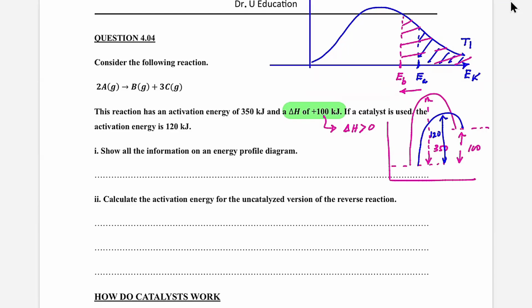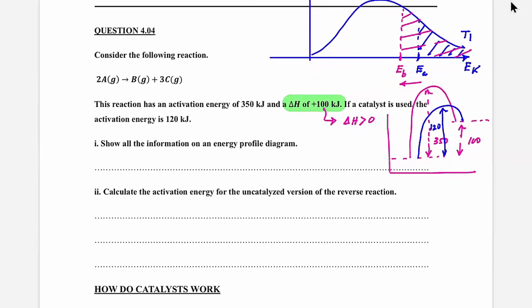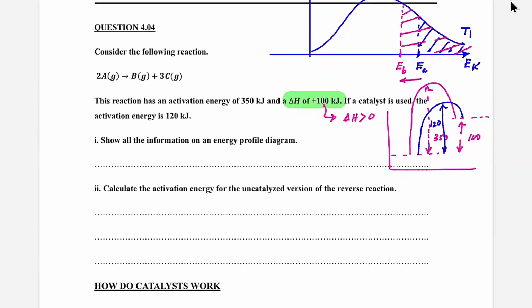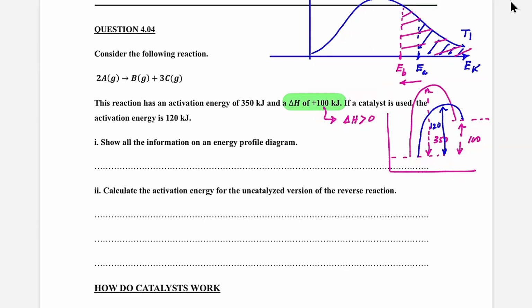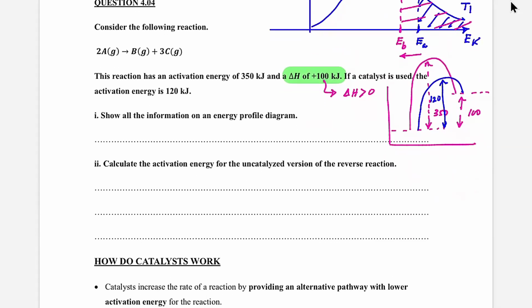Calculate the activation energy for the uncatalyzed version of the reverse reaction. What about the reverse reaction, guys? Calculate the activation energy for the uncatalyzed version. So that means the red color one. You are looking at this side. Agree, everybody? So that's going to be 250.